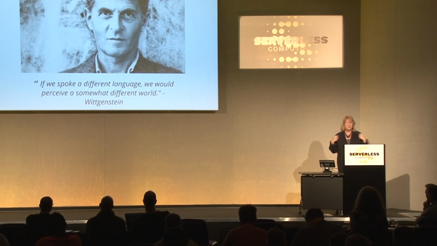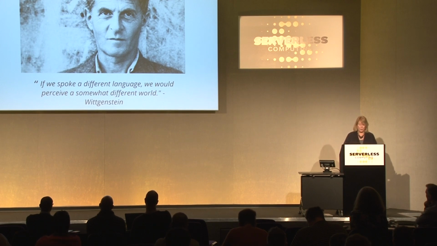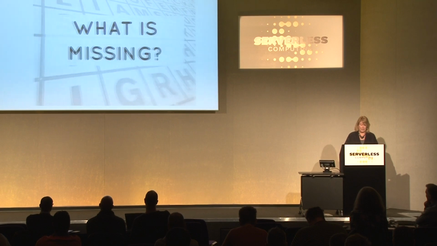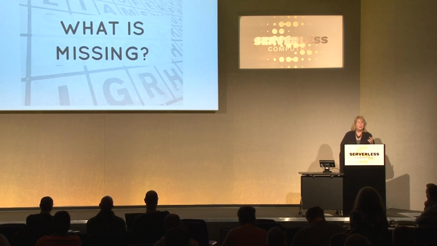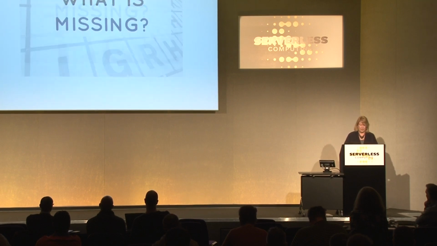And my educational background is not in math, it's not in computer science, it's linguistics. So I always tend to think of the problems in words. So from Wittgenstein, if we spoke a different language, we would perceive a somewhat different world. So how do we need to speak differently?